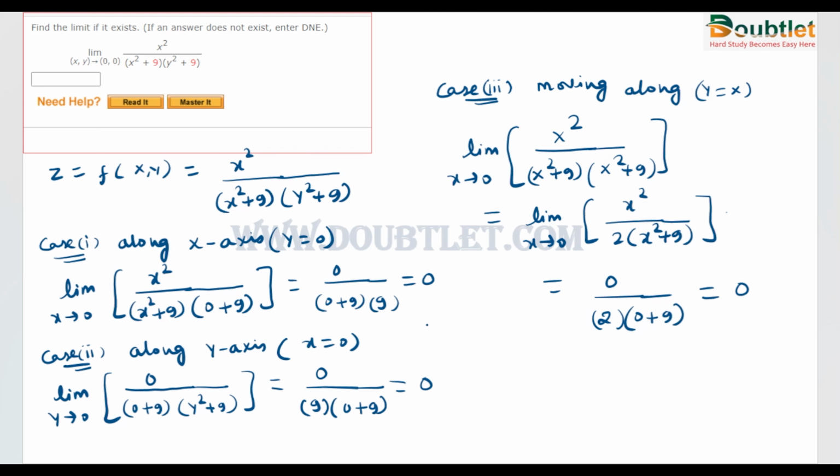So now from all the cases, case 1, case 2 and case 3, we are getting 0 as the answer. So here we can say that the limit of this function at x comma y tending to 0 comma 0 will tend to 0. So 0 will be the answer. Here in this box we will write 0.